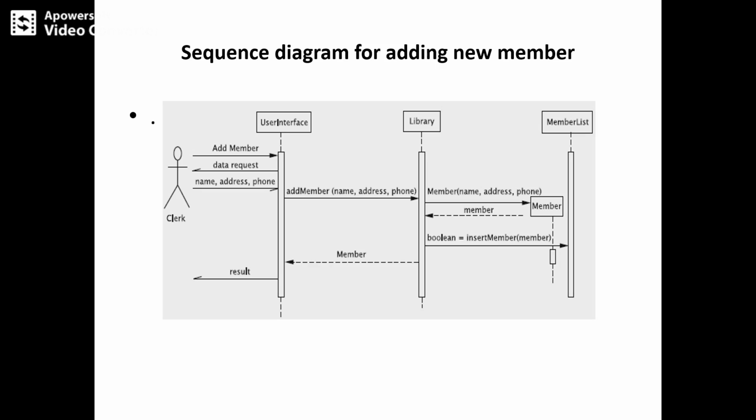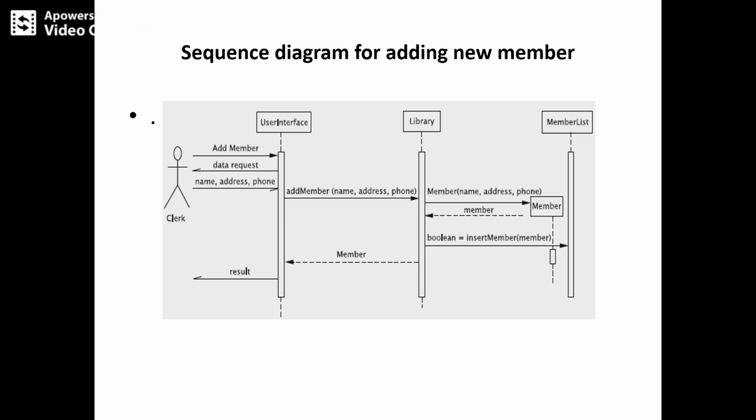So now we will see the sequence diagram for adding a new member. Here the very first element is the human symbol, that is the clerk, then one rectangular box, the user interface or library class, followed by the member list class and another member class, which we create as and when required.